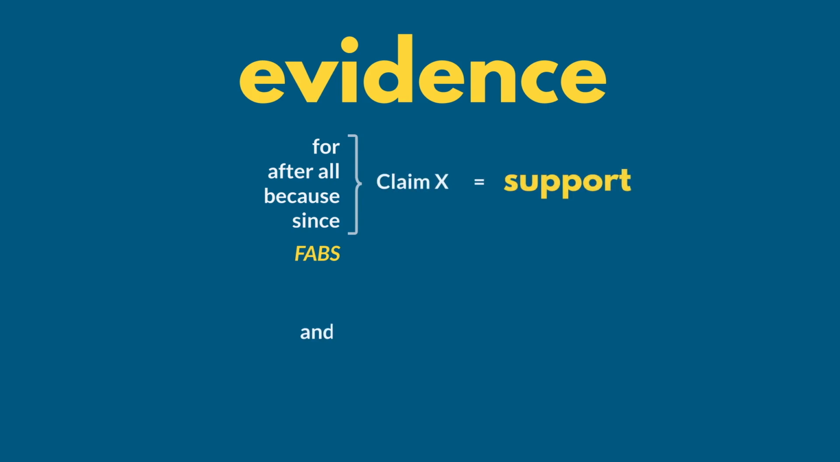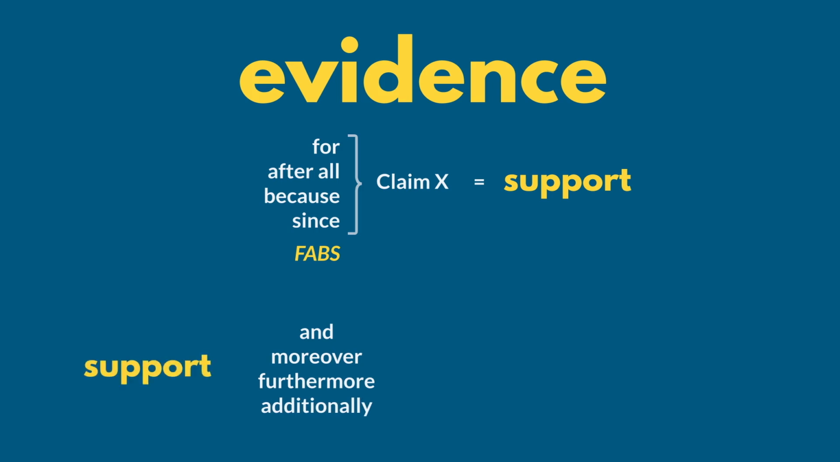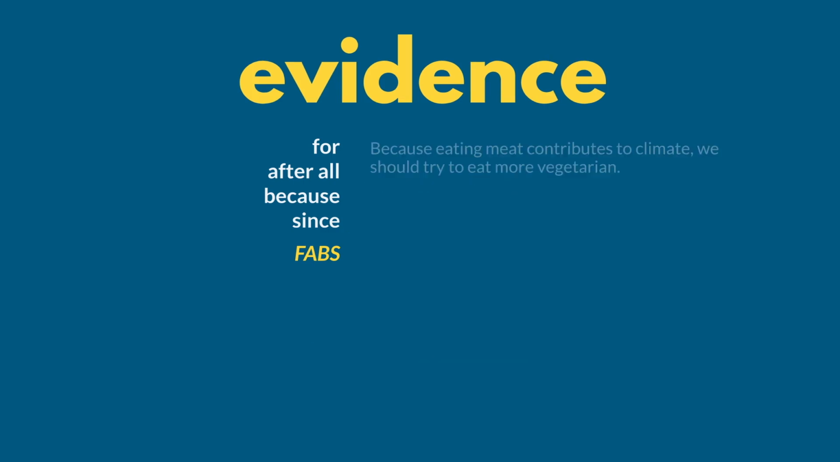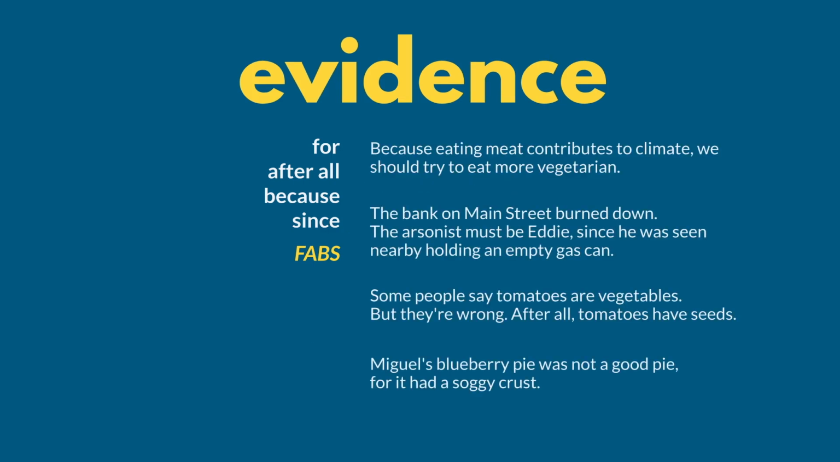Speaking of evidence, anytime we see for, after all, because, or since, aka FABS, we know that the claim right after that keyword is playing a supporting role. The other evidence words are words that indicate that 2 ideas are being joined together to play a supporting role. But FABS needs to be the headline here. If you want to pause the video and read through these arguments, go for it. In each case, there is a FABS word that tells you, okay, this claim is a premise.